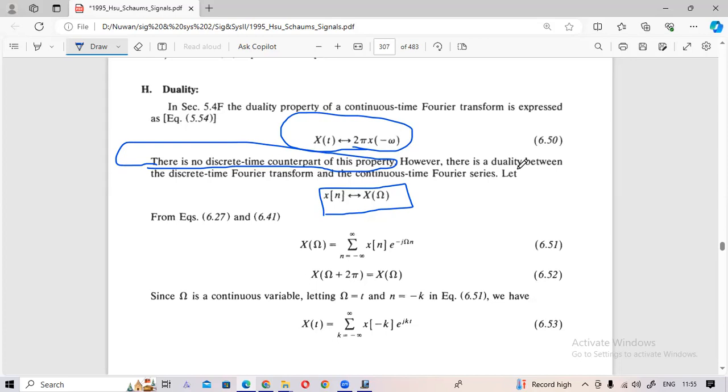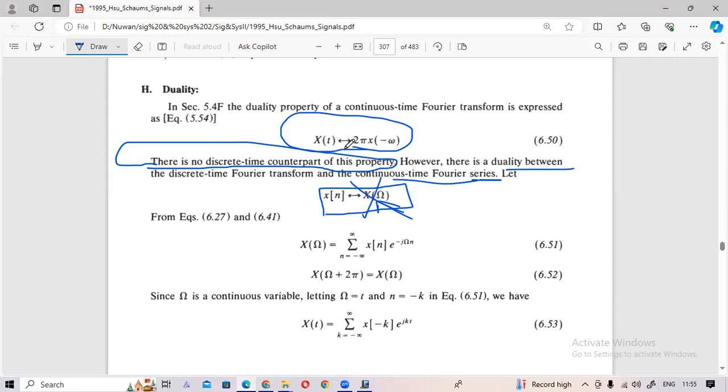There is another duality between the discrete time Fourier transform and the continuous time Fourier series. So that is another thing. For a continuous time Fourier series signal, you can find the duality between the discrete time Fourier transform and the continuous time Fourier series. So that is another duality.